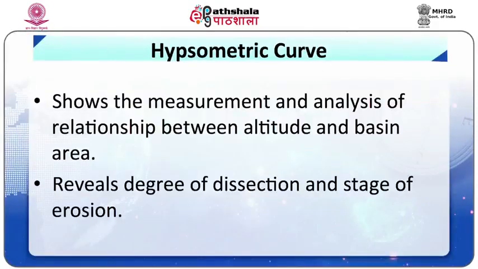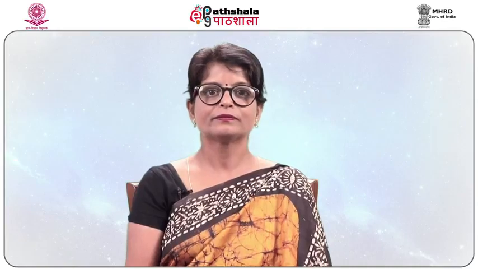The last morphometric parameter we will discuss is the hypsometric curve. It shows the area height relationship in a river basin. Area height analysis of a river basin shows the measurement and analysis of relationship between altitude and basin area to understand the degree of dissection and stages of erosion. There are usually two methods to draw hypsometric curve in a river basin. The first method shows the proportion of area of the surface at various elevations above and below a particular datum.